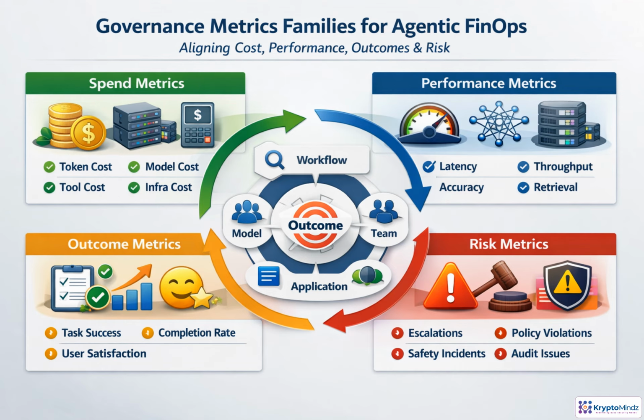Agentic FinOps governance works best when metrics are grouped into families rather than treated as isolated dashboards. Spend metrics show what each task, model, tool, and infrastructure layer costs. Performance metrics show whether the system is fast, accurate, scalable, and retrieving the right context. Outcome metrics connect the agent to business value, including success, completion, and user satisfaction. Risk metrics show where control is breaking down, such as escalations, policy violations, safety incidents, or audit exceptions.